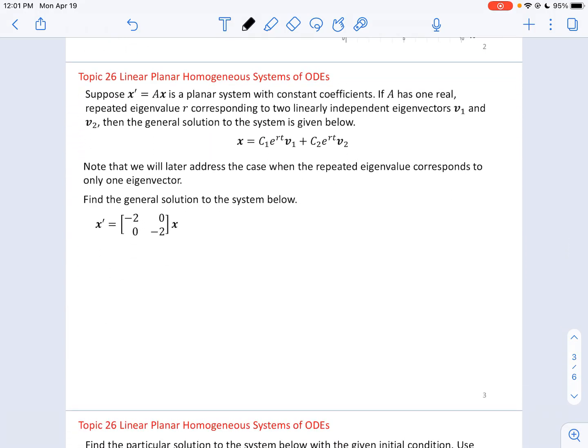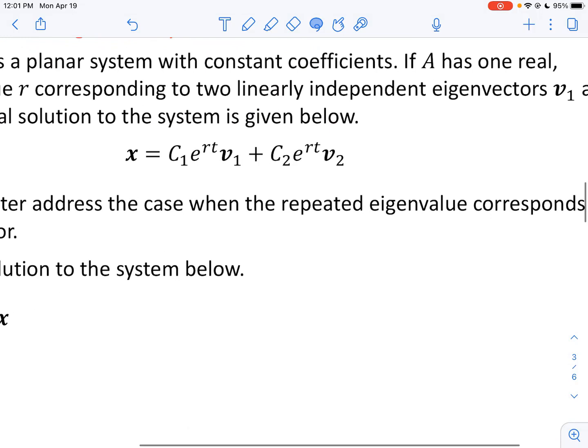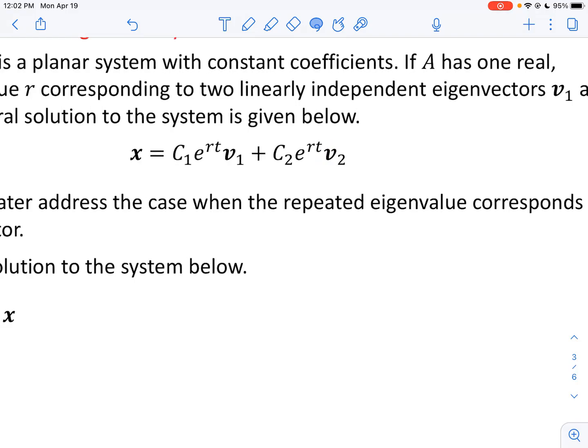Suppose, again, we have another homogeneous linear planar system, and A is constant coefficients. If the matrix A has one real repeated eigenvalue r corresponding to two linearly independent eigenvectors v1 and v2, then the general solution to the system is given below. So we have a constant times e to the rt, a constant times e to the rt, because there's only one eigenvalue this time. And these two vectors v1, v2 are the two eigenvectors that correspond to that one eigenvalue. And yes, that can happen.